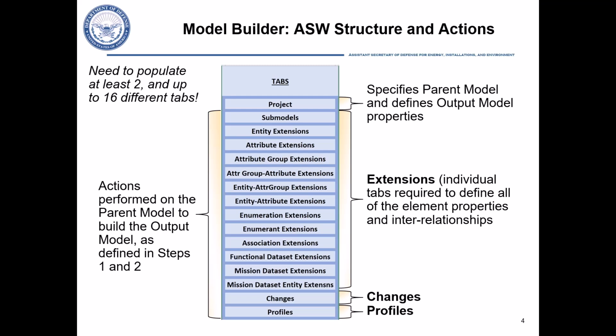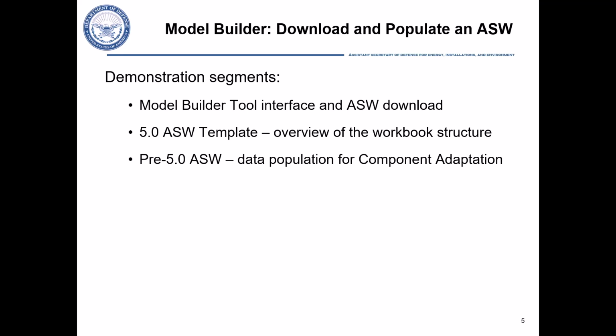For the demo, we will populate 8 of the tabs in a pre-5.0 ASW, noting that the pre-5.0 ASW has 5 fewer tabs without the attribute group and mission dataset 5.0 tabs. We will now demonstrate how to take Step 3 and Step 4 in the model development process by visiting the Model Builder tool, downloading the pre-5.0 and 5.0 ASW templates, examining details of the template structure, and populating the pre-5.0 template with those profile, extend, and change actions to produce the component adaptation.